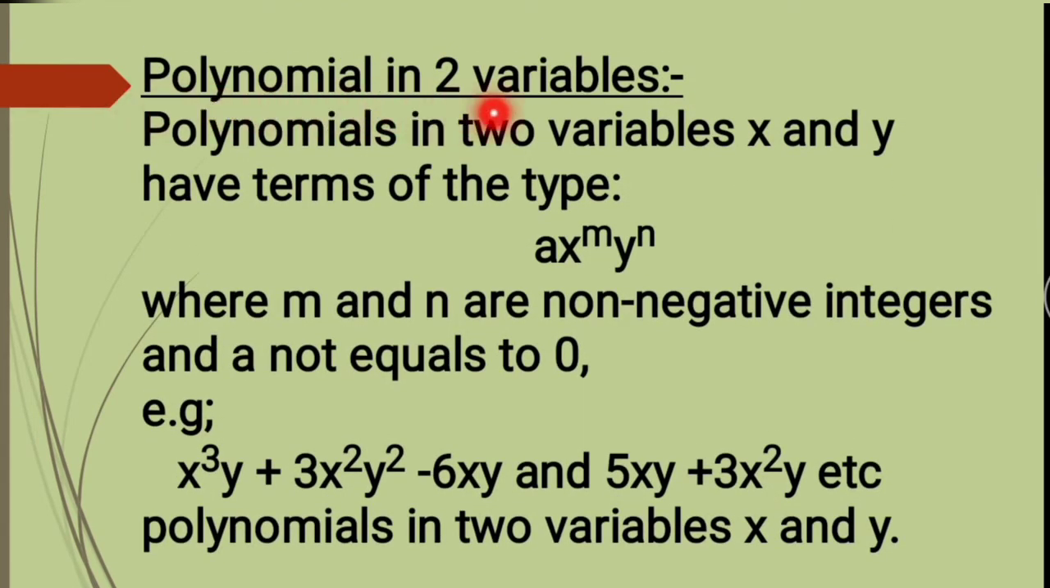Polynomial in two variables. Polynomials in two variables x and y have terms of the type a x power m, y power n, where m and n are non-negative integers and a is not equal to 0. For example, x cube y plus 3x square y square minus 6xy and 5xy plus 3x square y, etc. are polynomials in two variables x and y.